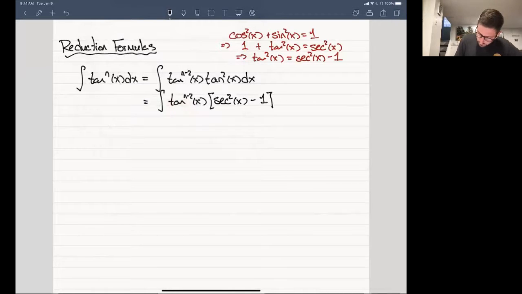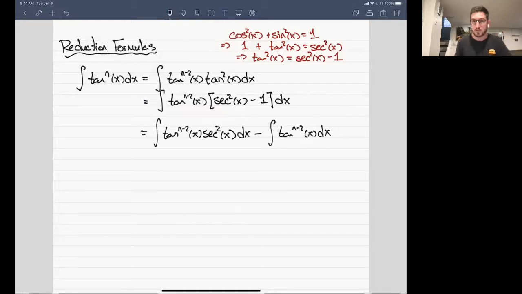And so now dx. Now I get, let's break that up over the difference there, the integral of tan to the n minus 2 of x secant squared of x dx minus the integral of tan to the n minus 2 of x dx. Now, the far right term here, tan to the n minus 2, is 2 powers lower than what we started with. This is a reduction, right? That's why we call these things a reduction formula. It relates tan to the power of 4 to tan to the power of 2, right? You're losing 2 powers in each process here.